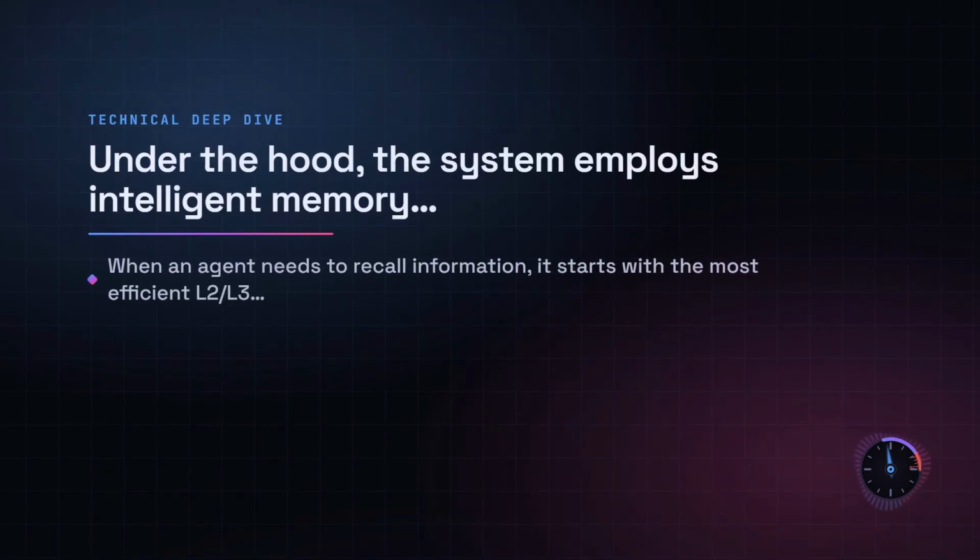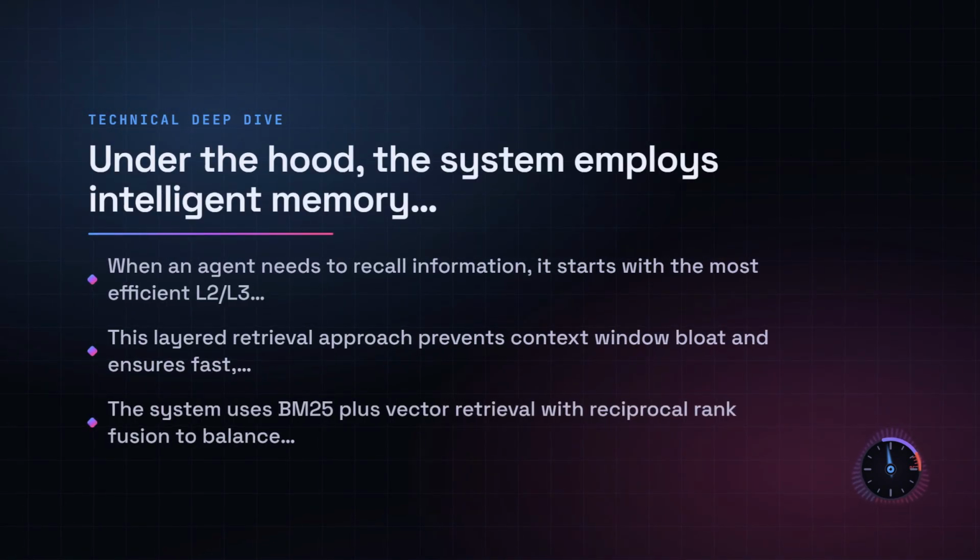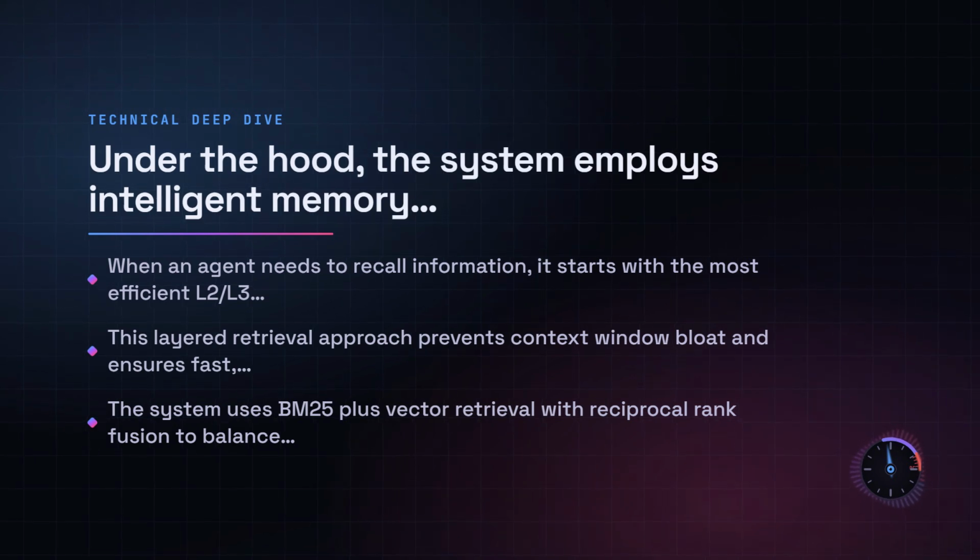Under the hood, the system employs intelligent memory processing that works in distinct layers from raw conversation logs up to high-level persona representations. When an agent needs to recall information, it starts with the most efficient L2 to L3 summaries for quick context restoration, and only falls back to detailed L1 to L0 data when specific facts are required. This layered retrieval approach prevents context window bloat and ensures fast, relevant memory access. The system uses BM25 plus vector retrieval with reciprocal rank fusion to balance precision and recall, capped by item count and character budget limits to maintain optimal performance.